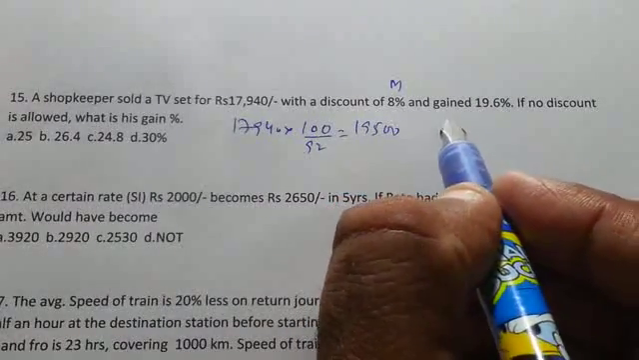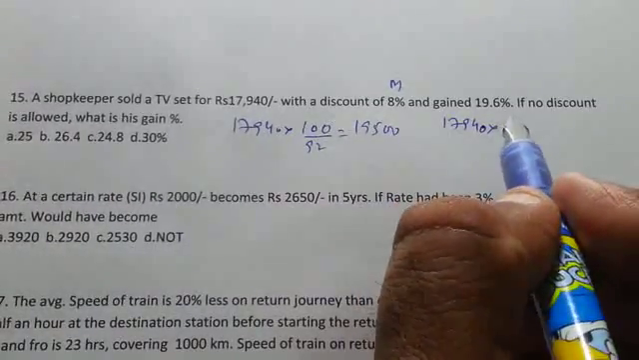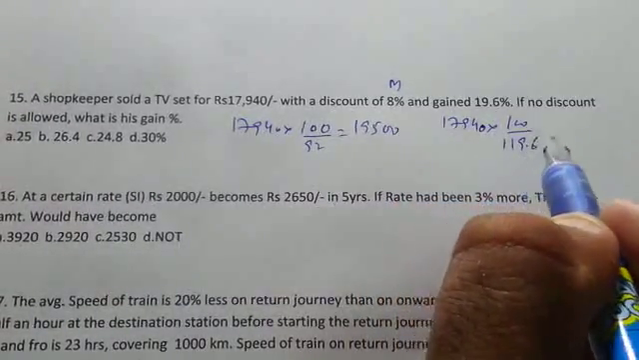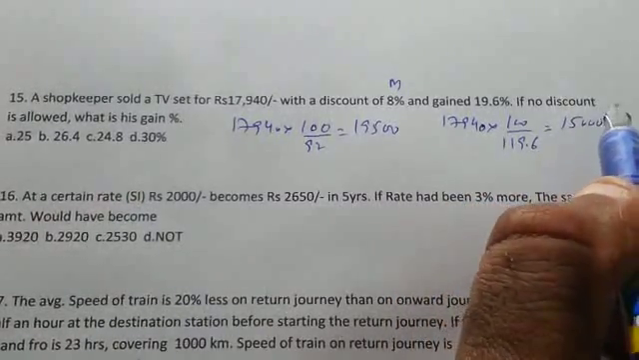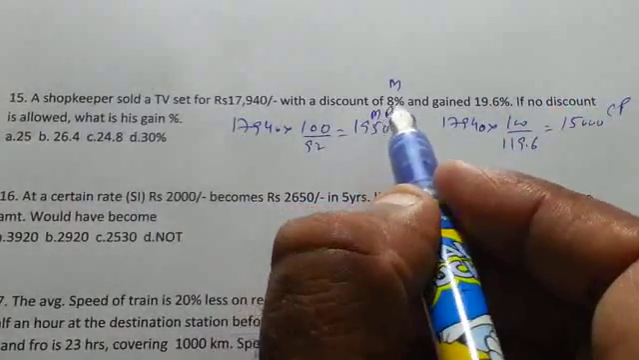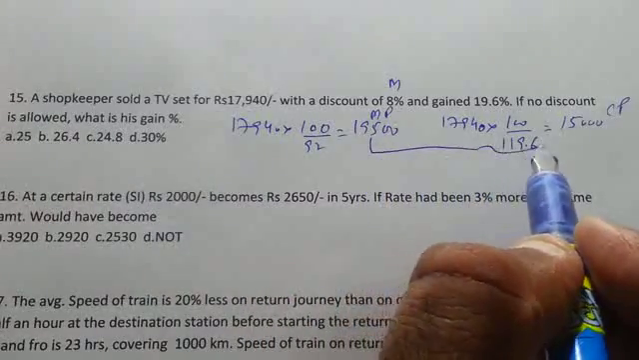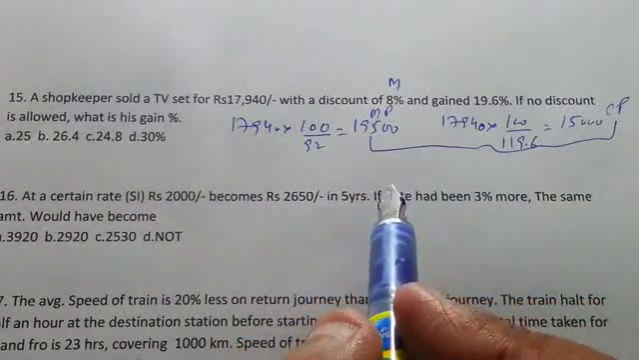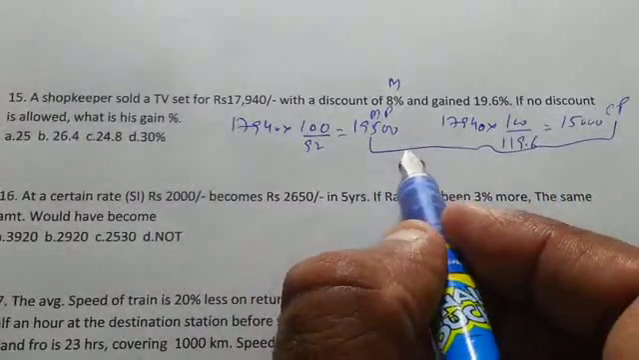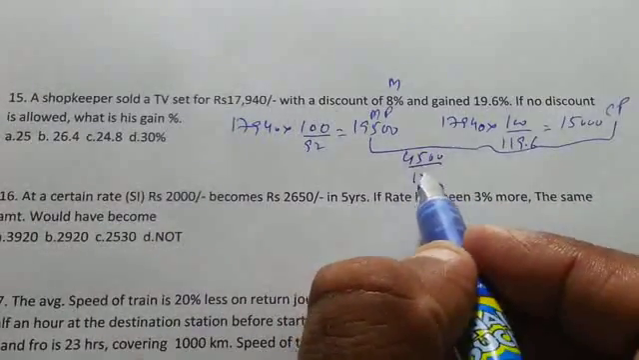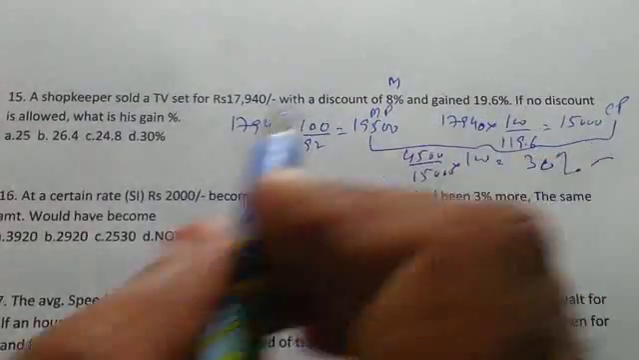Okay, anyway. Now, and gained 19.6%. So let us find the cost price also. So selling price is 17940 and cost price is less than this one. So it will be 100 upon 119.6. So we'll be getting the answer as, let us say it is 15000. So it is the cost price. It is a mark price. So what is it saying, if no discount is allowed, that means it is sold at the mark price. What can be the gain percent? So we'll see over here what is the gain percent. It is a gain of 19500 minus 15000, that is equal to 4500 on 15,000 into 100 is equal to 30%. It is the answer.